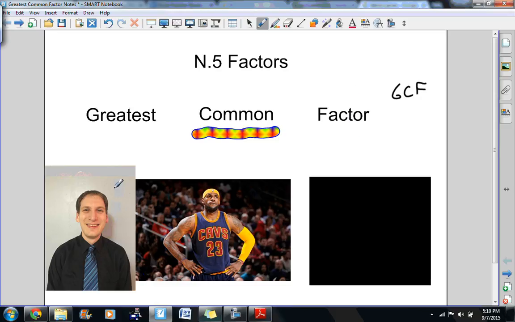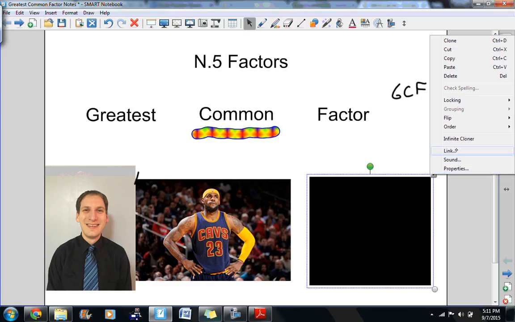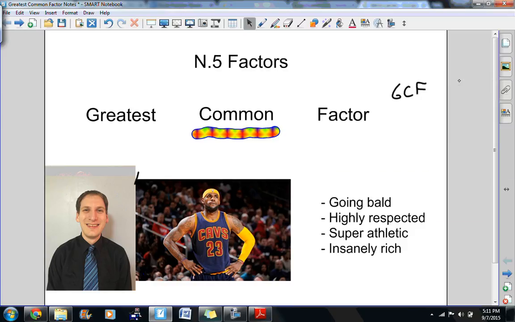To really point out that topic, you have me down here on the bottom left, and in the middle LeBron James, the best basketball player in the world. I wanted to talk about some of the traits that we have in common. So I listed a couple traits here that I think LeBron and I definitely have in common.